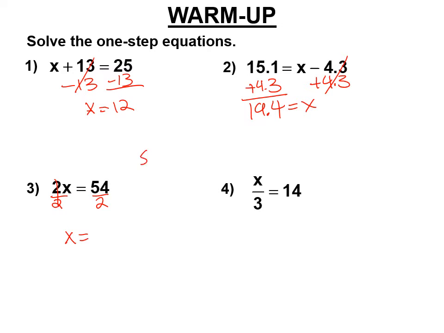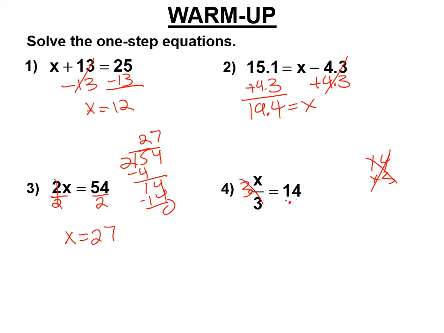Now, if you can't do 54 divided by 2 in your head, which not everyone can, it is 27. So this is called side work. You really want to avoid side work. If you don't have to do it, don't do it, right? And x is being divided by 3, so we're going to multiply by 3. This is a perfect example. I don't want you to come over here and do 14 times 3 over there. I want you to do it right there.